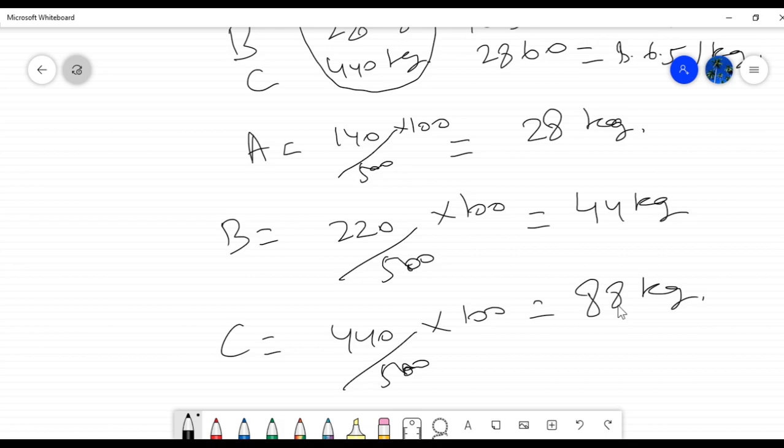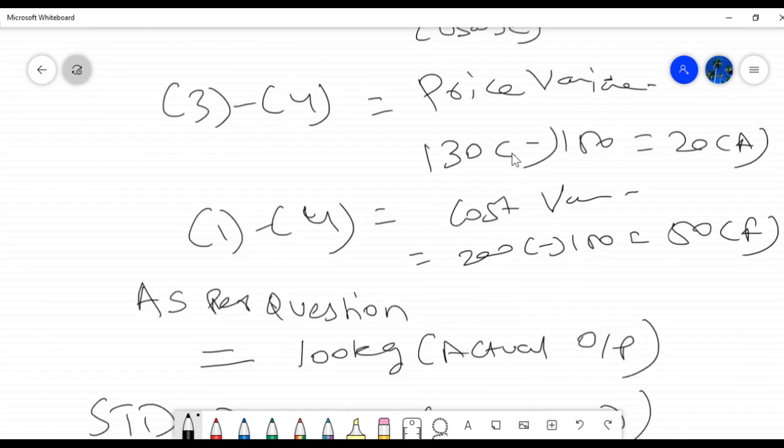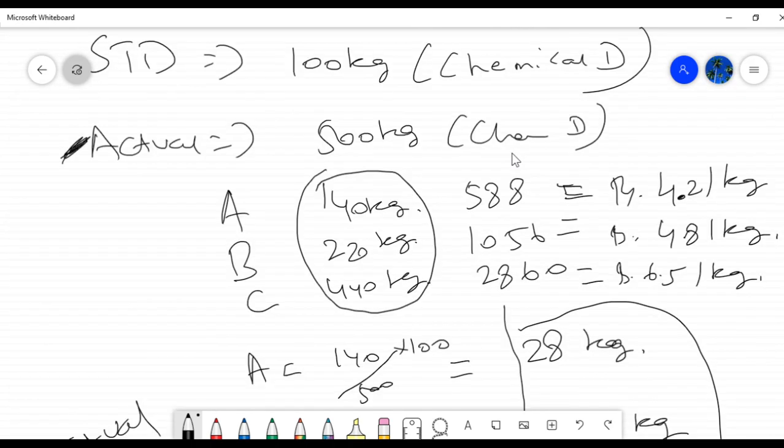Why we are doing like this? Because the question asked only for 100 kgs of actual output. Everything is asked for 100 kgs of actual output. So we identified the kgs. This is why we did this workings. So what is the next step? We have to apply it. Box is not written, so I will write it below.